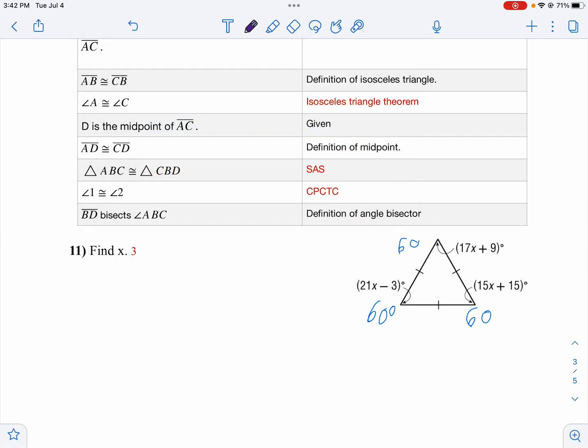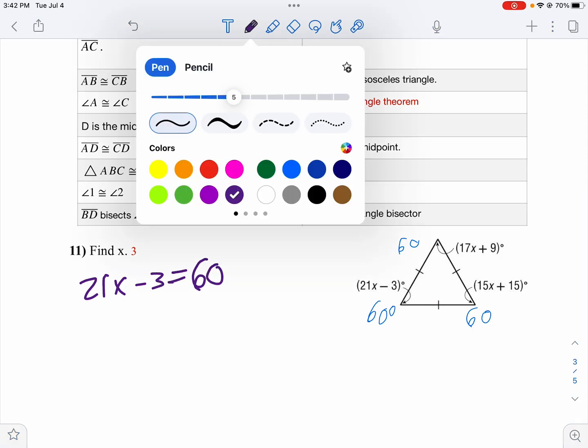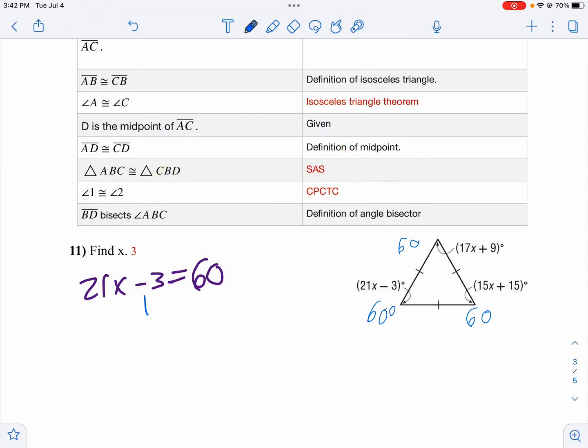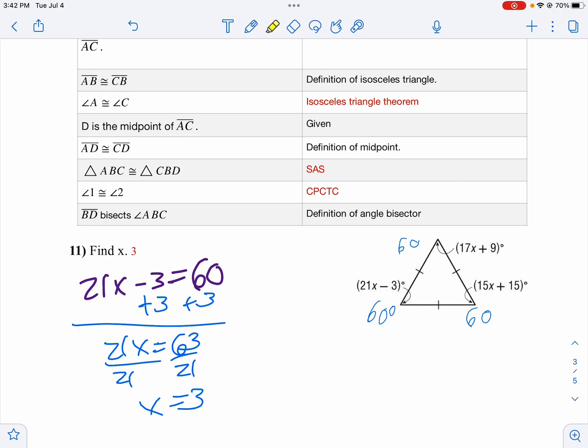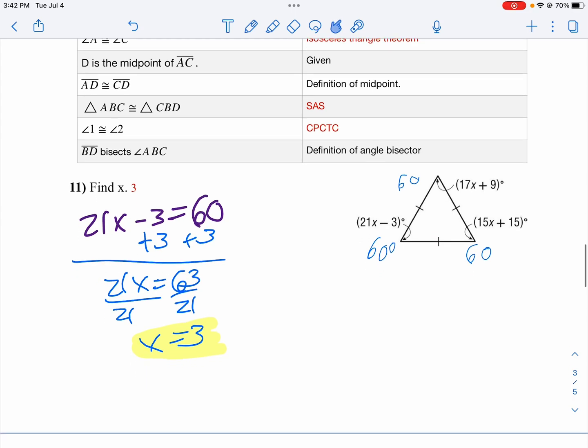So we're going to say 21x minus 3 equals 60. Well, what I want to do is add 3 to both sides. So 21x equals 63. Divide both sides by 21. X equals 3 is our solution. And that's all you would have to do to solve that question.